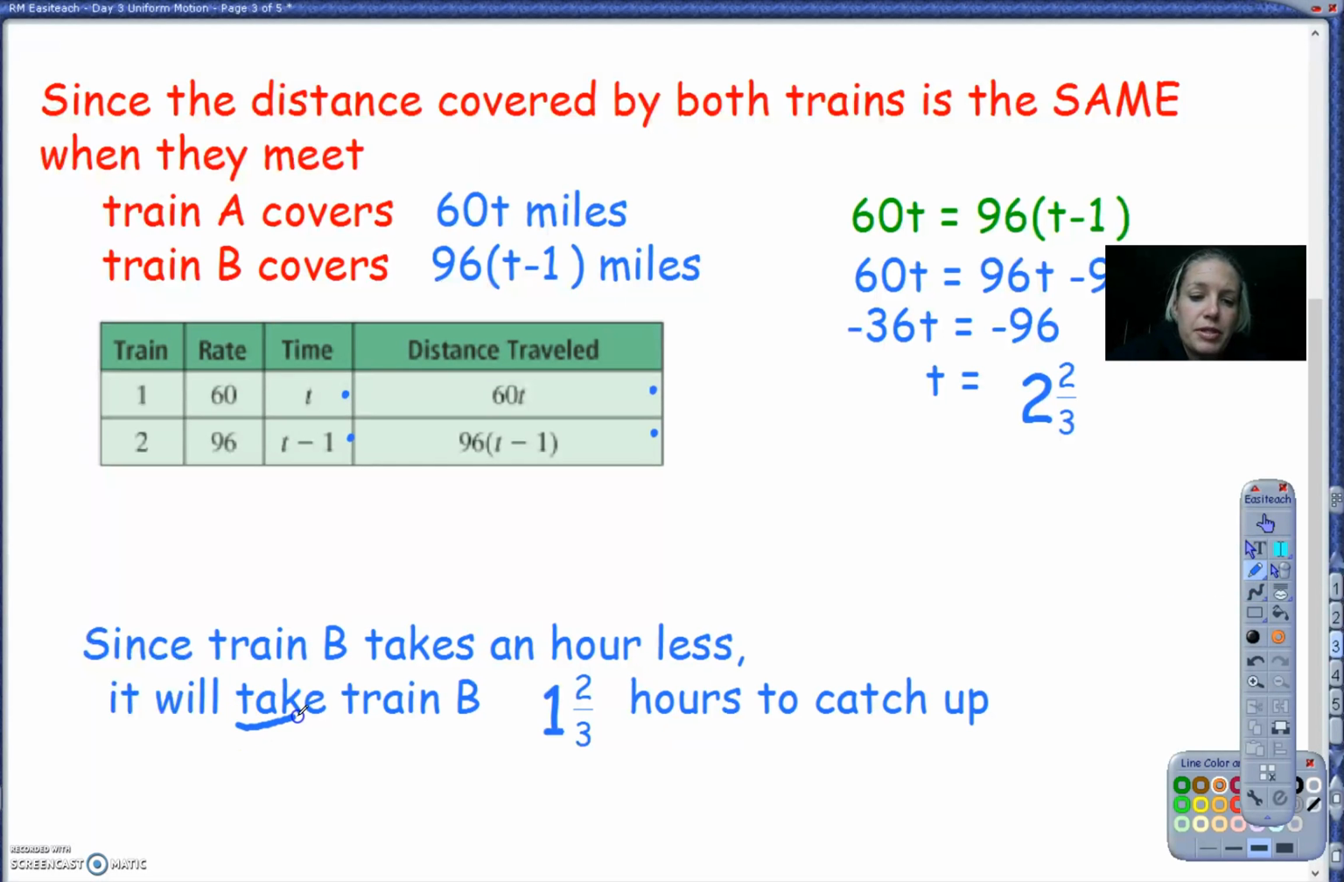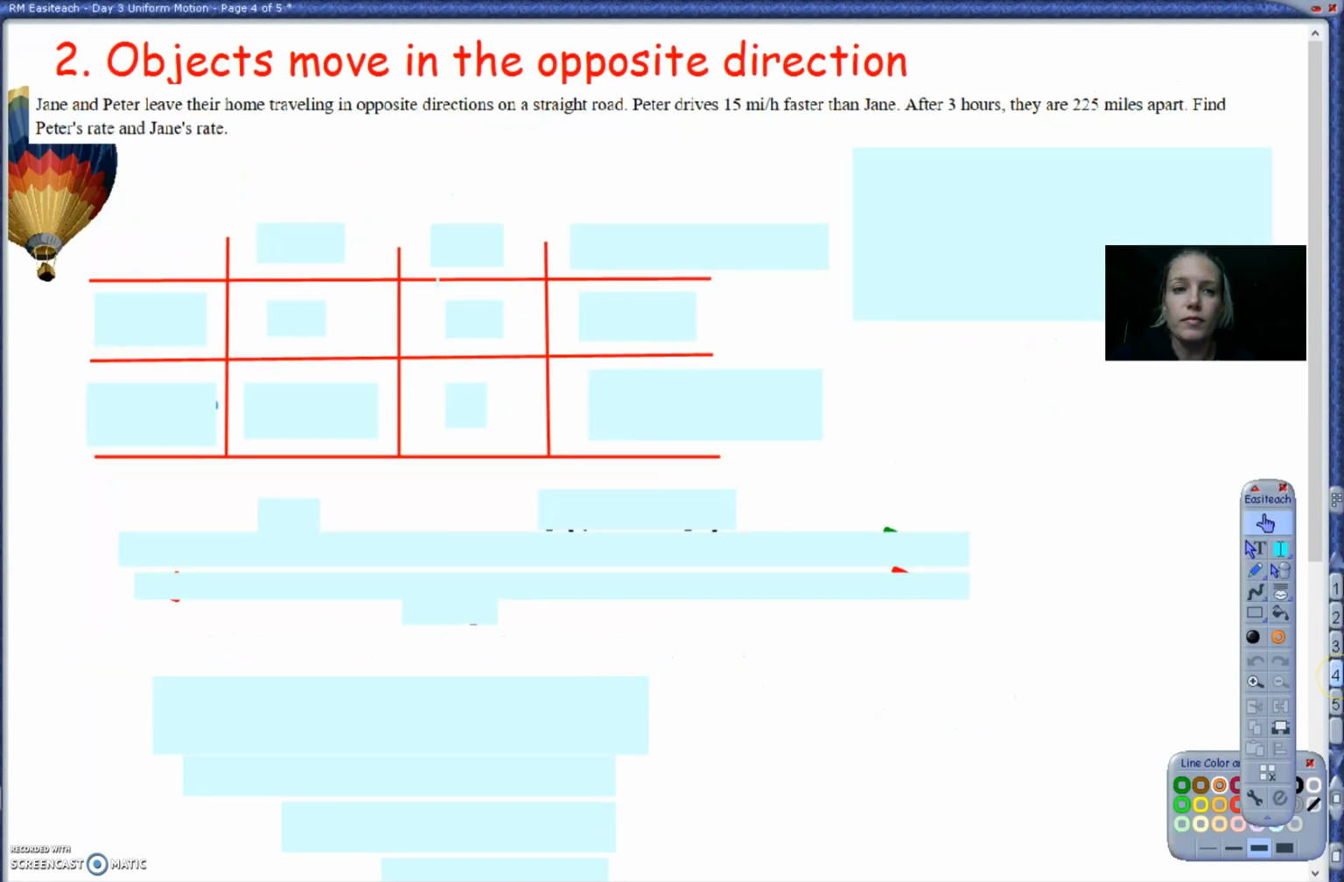There we go. It will take train B 1 2/3 hours to catch up. That would be your sentence at the end of the word problem. Okay, so that was our first type. Our second type are objects that move in opposite directions. Okay, so pause, write all this down, and then follow along as I do it.